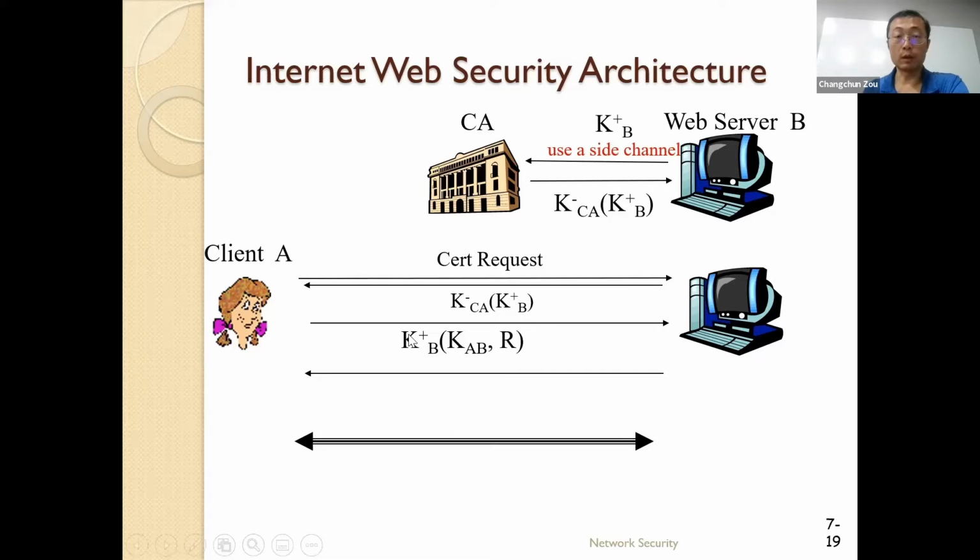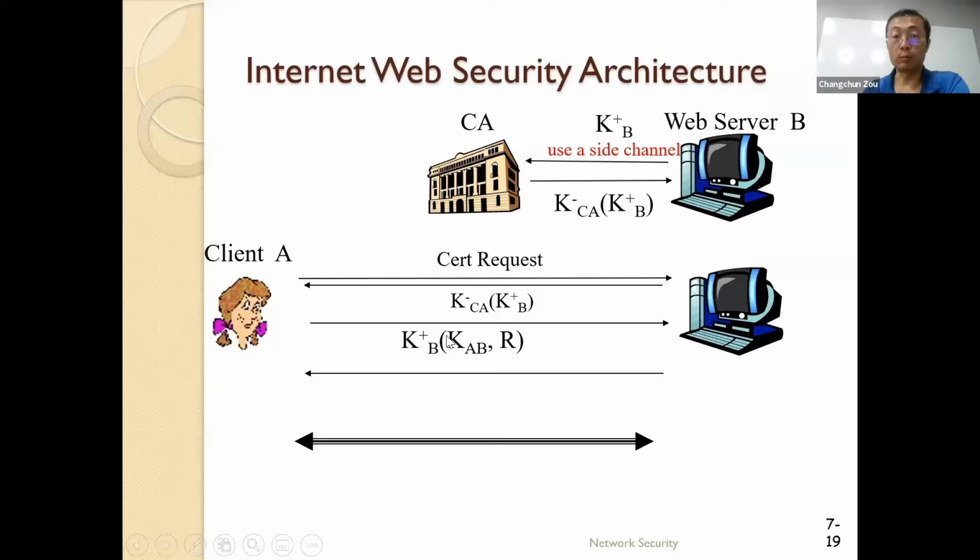So once the browser gets KB plus, the browser will randomly pick a symmetric encryption key, KA. For example, this is an AES encryption key. And the browser also generates a random number R, a large integer, and encrypts them using this KB plus. These two are just a key and a number, so it's still very small. You can do the encryption using public key cryptography.